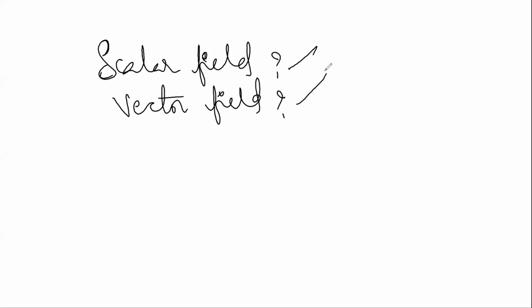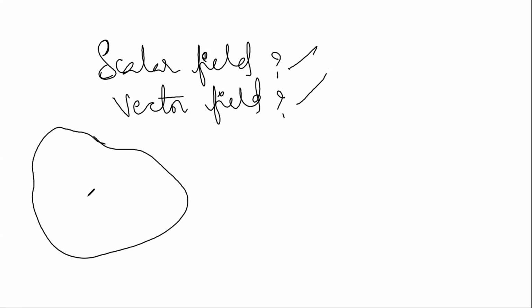Field, what are these? We know that every physical quantity can be expressed as a continuous function of the position of a point in the region of space. Like if I have this space, now every physical quantity can be expressed as a continuous function of the position of a point in the region of space. For example, let us take a small example.